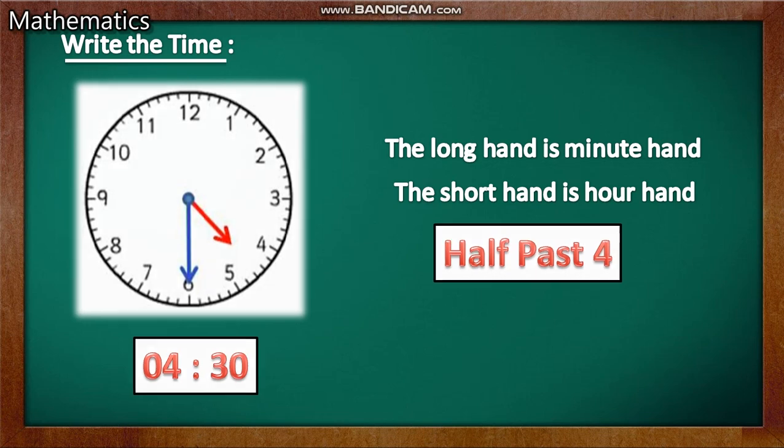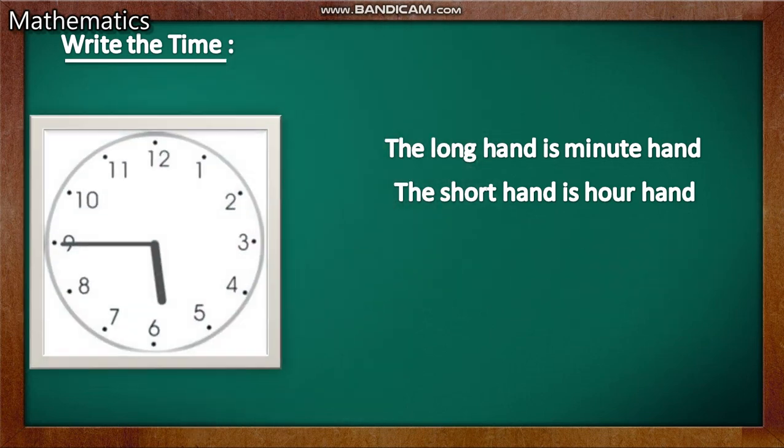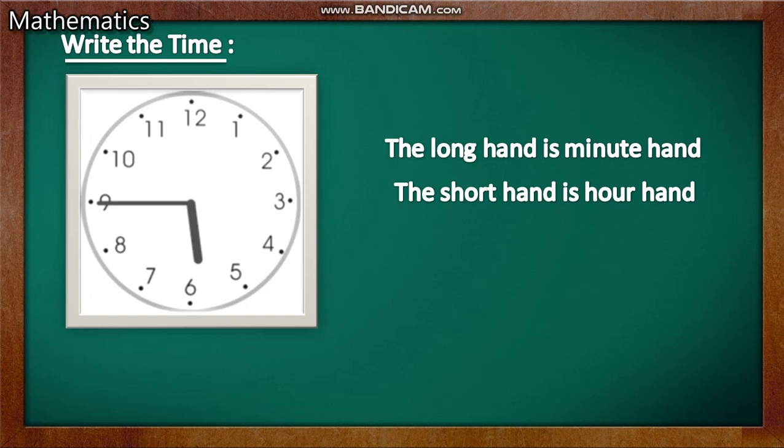Now let's go to another question. Here in this case, where is the long hand? I explained if the long hand is in 12, that is o'clock. If the long hand is in 3, that is quarter past. If the long hand is in 6, that is half past. Now the long hand is in 9, that means it is quarter to. Study that.